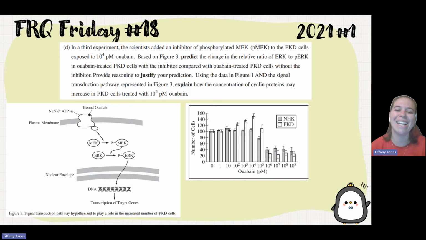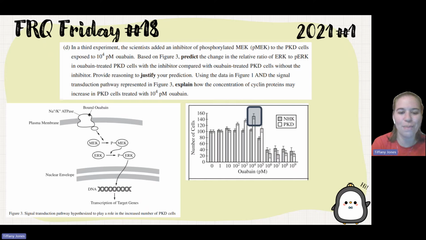So using data in figure 1 and the signal transduction pathway represented in figure 3, explain how the concentration of cyclin proteins may increase in PKD cells treated with 10^4 albumin. So here you can see 10^4 albumin. We have this large increase in PKD cells. It's the highest that we see.